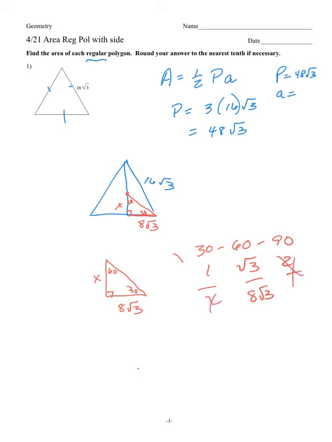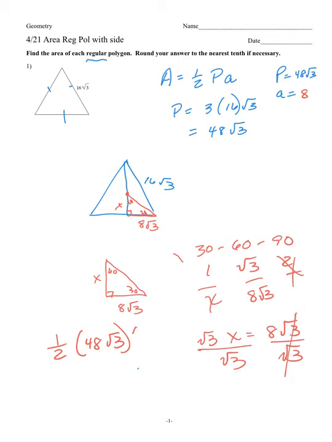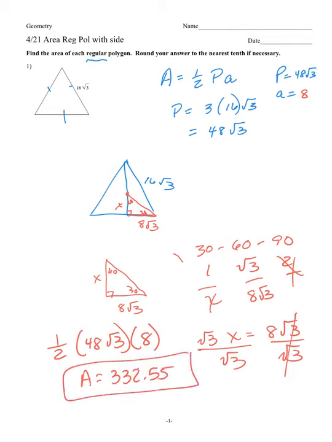Remember, we never really need that 90. When we cross multiply, we get root 3x equals 8 root 3. Well, when I divide by root 3, the root 3's bite the dust, and we get that the apothem is 8. So now let's put that all together. We have 1/2 times the perimeter times the apothem. And let's see what we get. We get that the area equals 332.55. That is the correct answer.